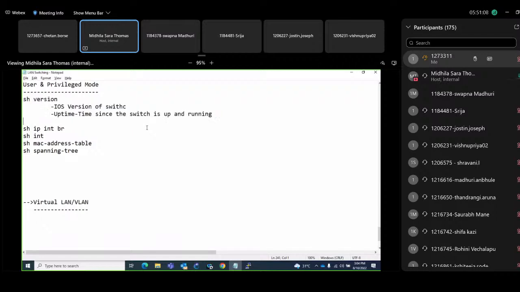Show version command. Yeah? Now you tell me, what is show IP interface brief?